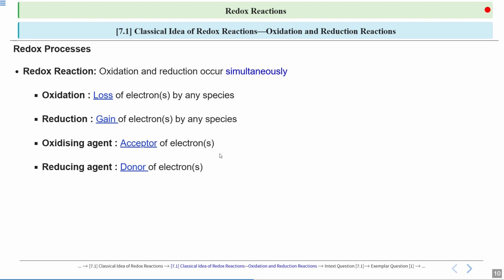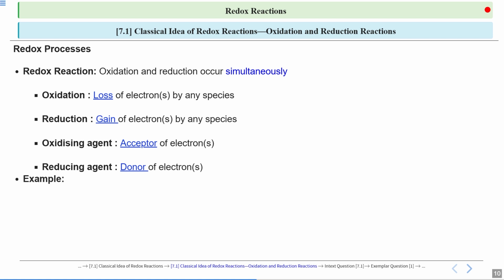Hence, we can conclude that redox reactions, or reduction-oxidation reactions, are those chemical reactions where the oxidation state of atoms changes due to the transfer of electrons. Oxidation is the loss of electrons while reduction is the gain of electrons, and these reactions are fundamental to many chemical and biological processes.